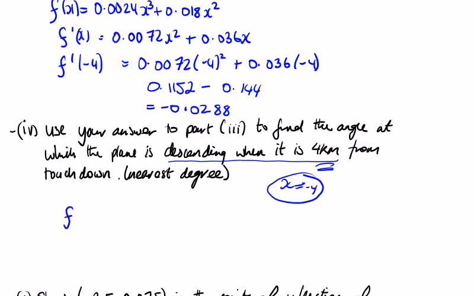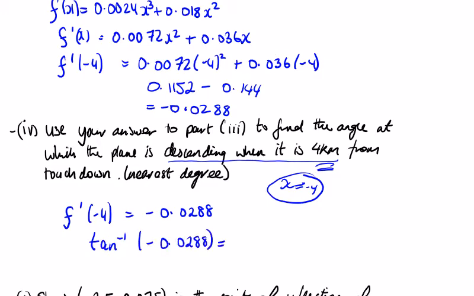So we have a derivative. We have f prime minus 4 already. It's equal to minus 0.0288. So the inverse tan of this number is going to give me, it's a tiny number, 1.649 degrees, and to the nearest degree, 2 degrees. So it's not coming down very steeply.